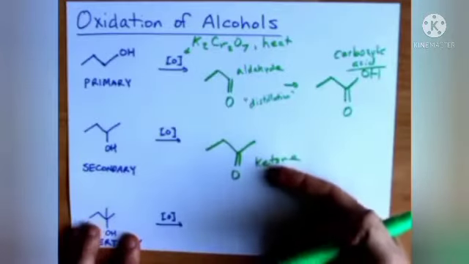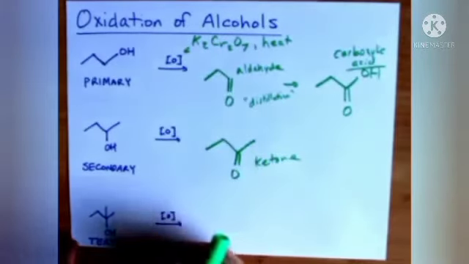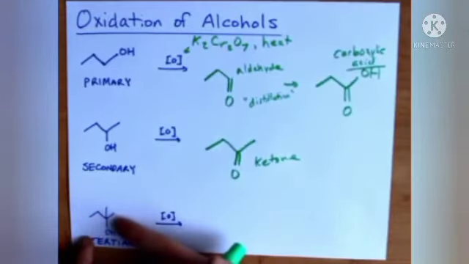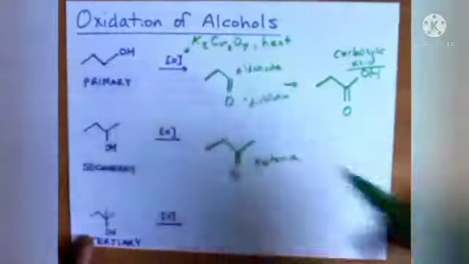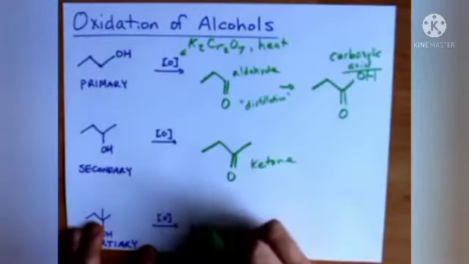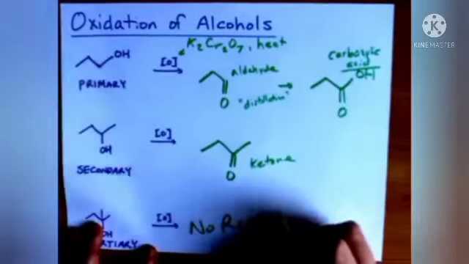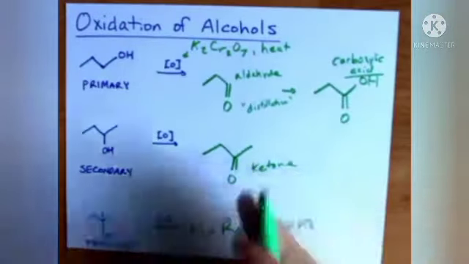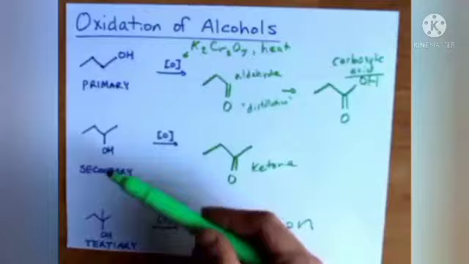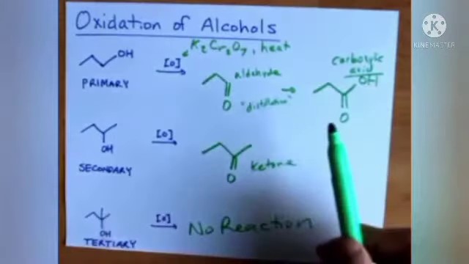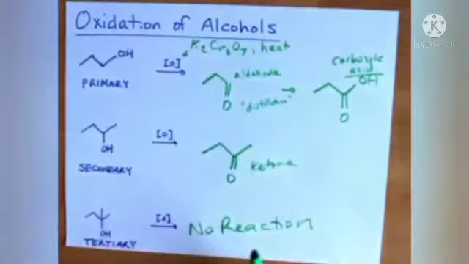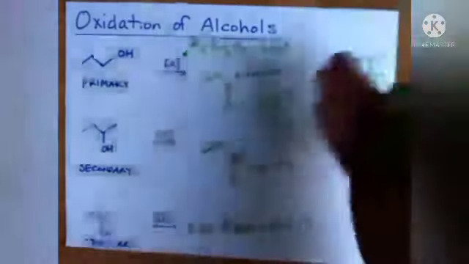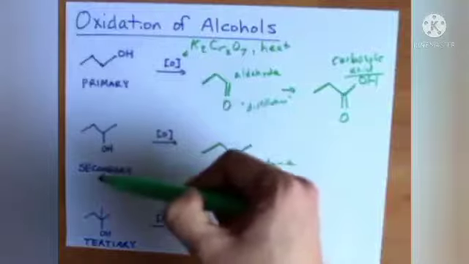Cool? Cool. Now, tertiary alcohols, in order to make this O double bonded, you would have to break a carbon-carbon bond. These conditions are not strong enough to do that, and so tertiary alcohols do not react under these conditions. If you ever needed to tell the difference between a primary or secondary or tertiary alcohol, you could put it in dichromate, and if there's no reaction, you know it's tertiary. If there is a reaction, you know it's one of these two.